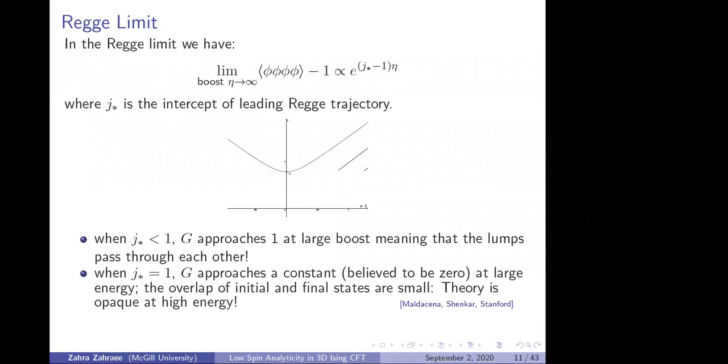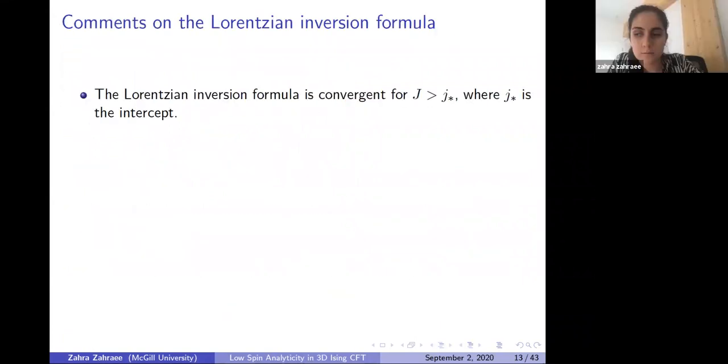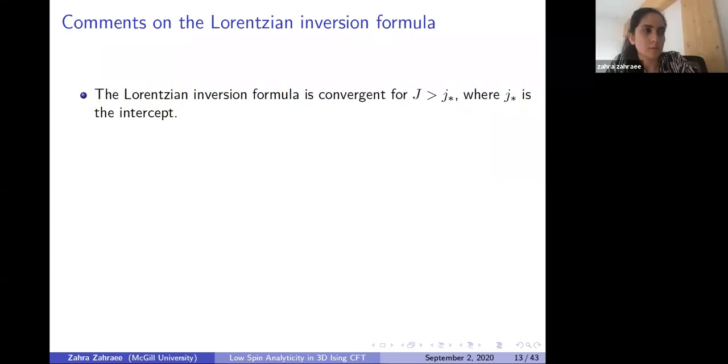Sorry, I also have a question. So you mentioned that you have analyticity up to or above the intercept, but as far as I understand, the inversion formula only works for J greater than 1. So what if the intercept is below 1? Do you also have convergence up to the intercept? Right, so that's the main point of this work.